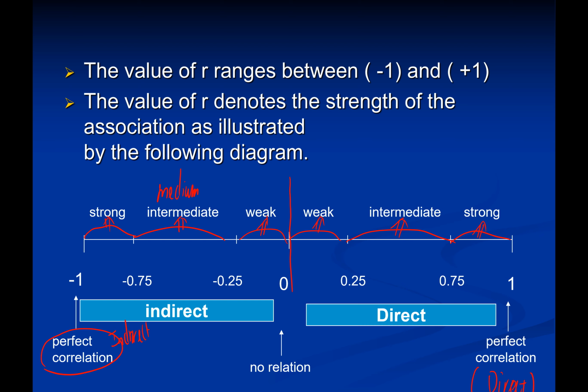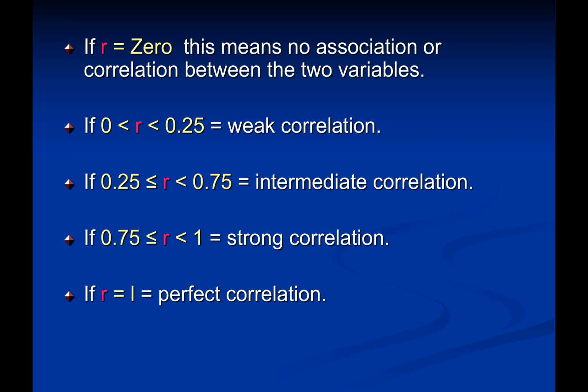And if R equals 0, then there's no relation. R equals 0, no association or correlation between the two variables. A value of R greater than 0 and less than 0.25 is weak correlation. Between 0.25 to 0.75, intermediate correlation. Greater than or equal to 0.75 and less than 1, that's strong correlation. R equal to 1, that's perfect direct correlation.